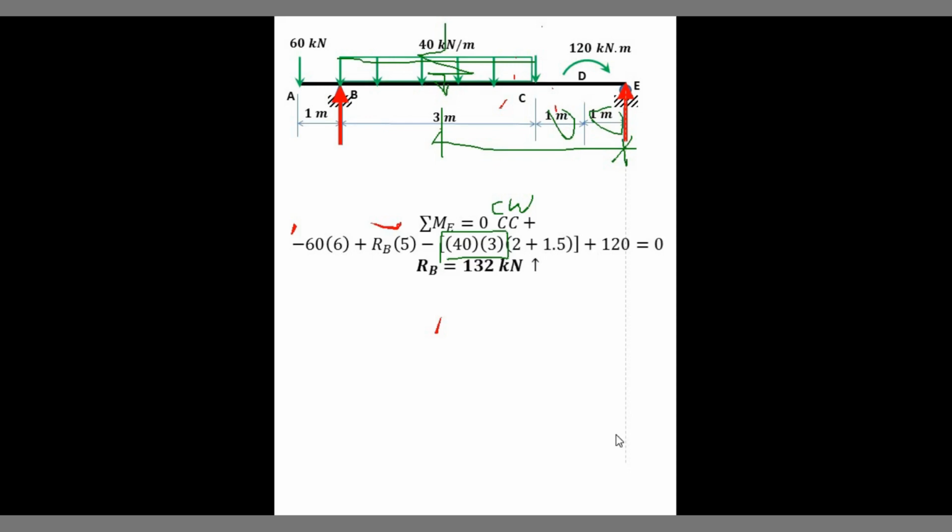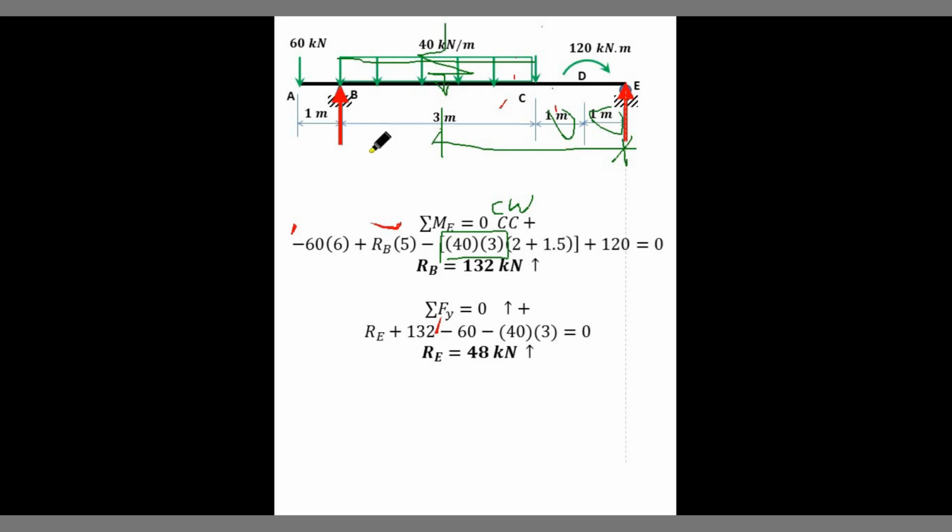So, the value now of my reaction at B is equal to 132 kilonewtons. Summation of forces along the y-axis, that is 0. So, I can solve for the value of my E, that is 48 kilonewtons.